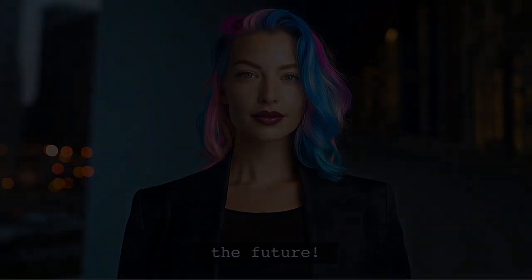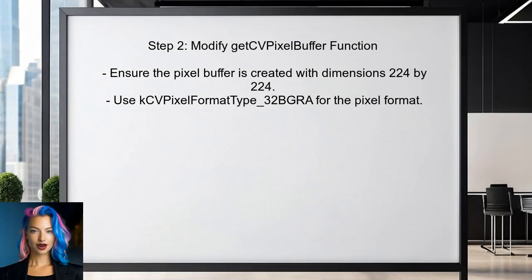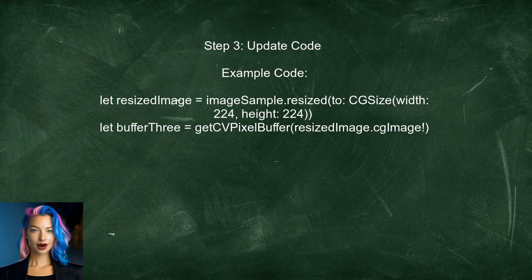To begin resolving the user's issue, we need to ensure that the image is resized to the correct dimensions. The GoogleNet model requires an input size of 224 by 224 pixels. Next, the user should modify the function that converts the image to a CVPixelBuffer. This function needs to ensure that the pixel buffer is created with the correct format and dimensions. Now, let's update the code to include the resizing step before converting the image to a CVPixelBuffer. This will ensure that the input meets the model's requirements.